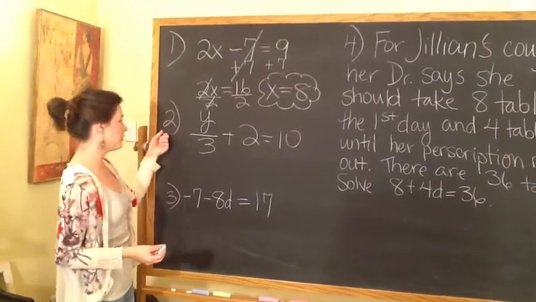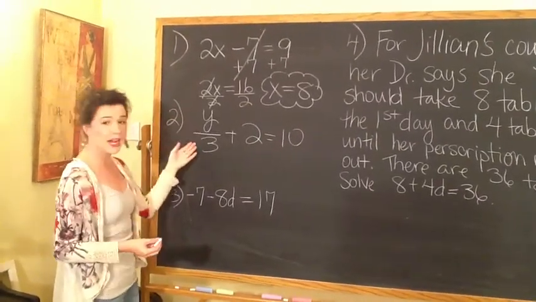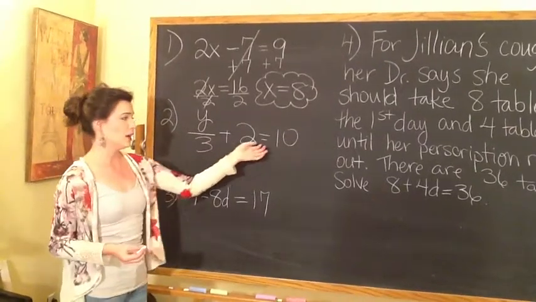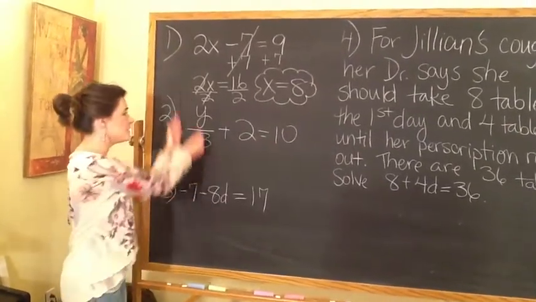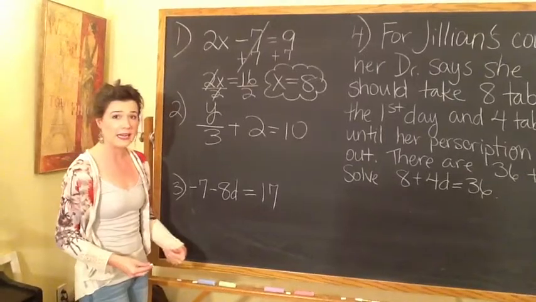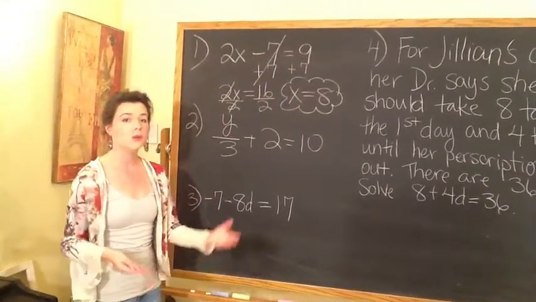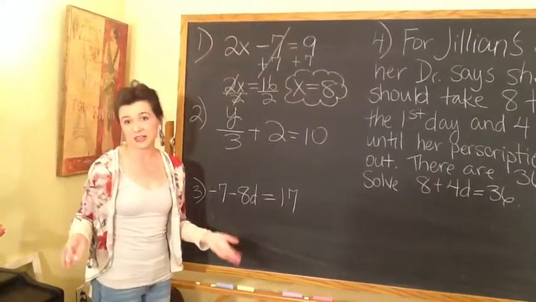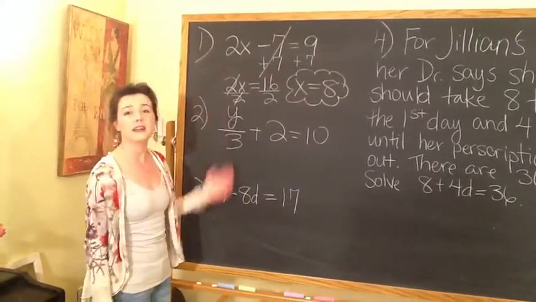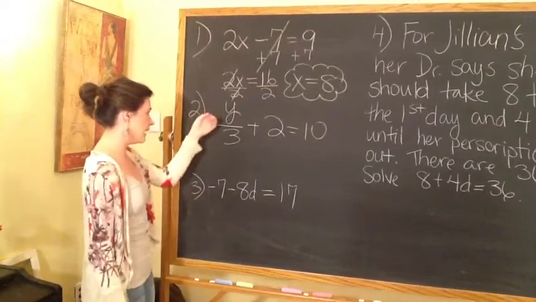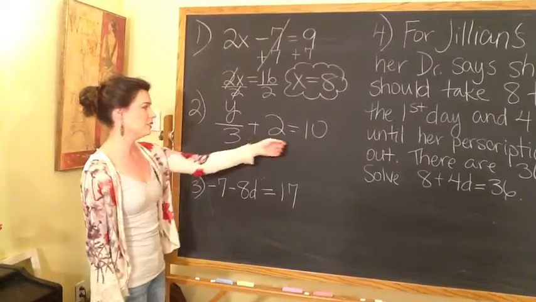Okay, example number 2. We have y divided by 3 plus 2 equals 10. Remember, if it's in fraction form, we're talking about dividing. Anytime you're talking about a fraction, you're just splitting something into pieces anyways, which is the same thing as dividing. It's just you're not used to seeing it like this yet. So we're dividing: y divided by 3 plus 2 equals 10.